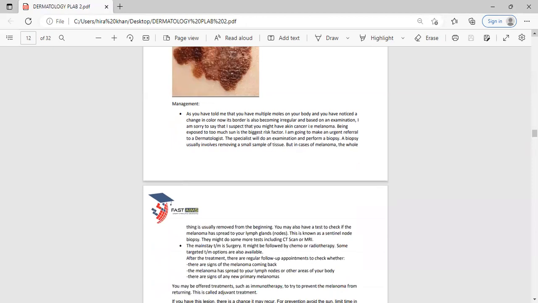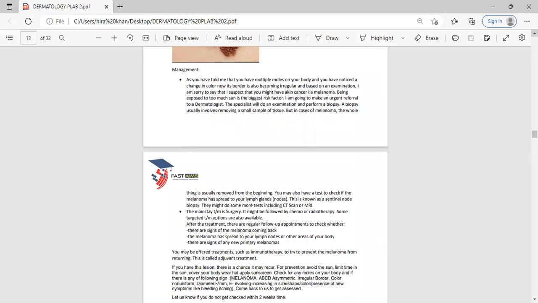All right. But if I do not want it removed, or if I don't want to go to the specialist, Clara, time is up. On to the next station.